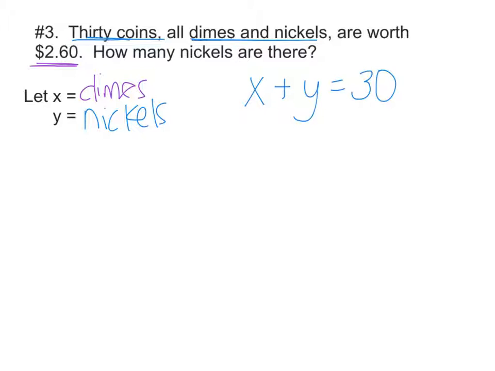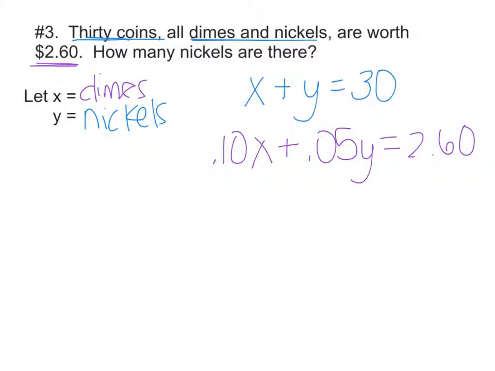Now a dime is worth 10 cents, so we're going to make this 10 times x, because each dime is 10 cents, plus 0.05 for a nickel, because that's 5 cents, times our y value. And that's going to be equal to our $2.60. So we are now going to solve for x and for y. We could do substitution or elimination, and I'm going to choose to do substitution this time.